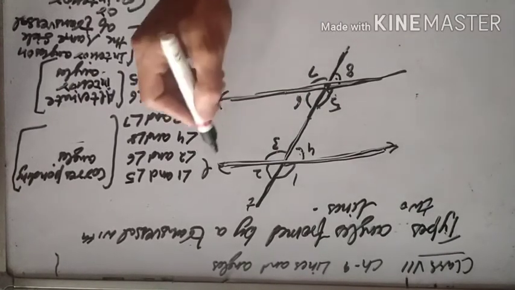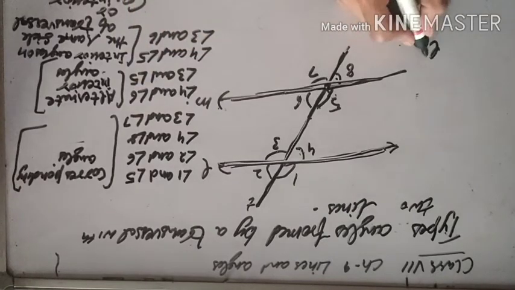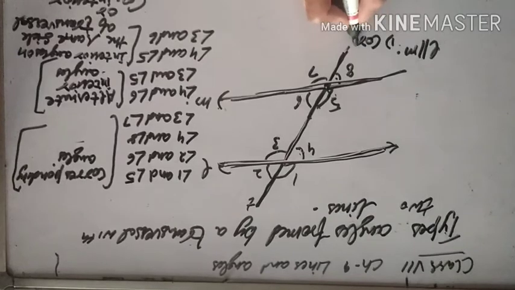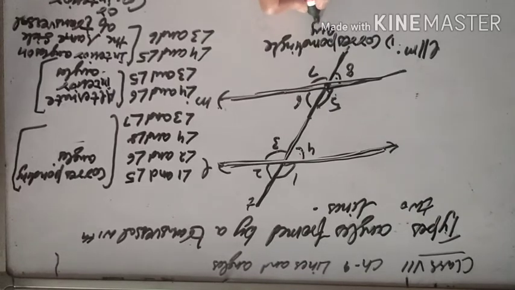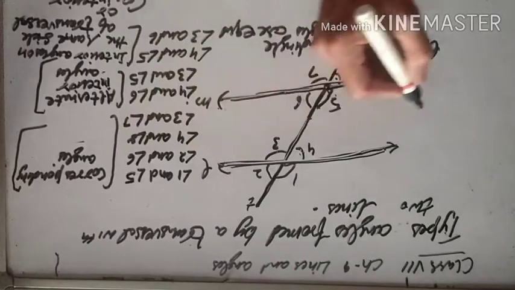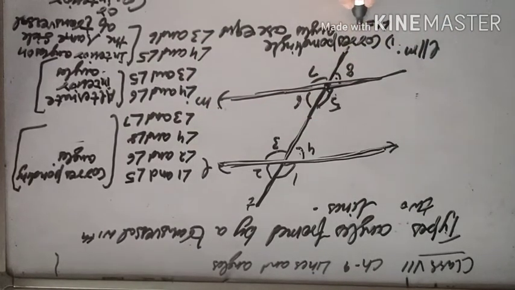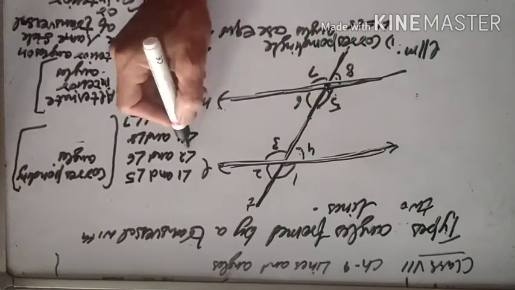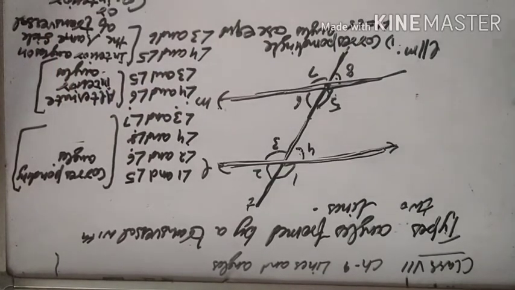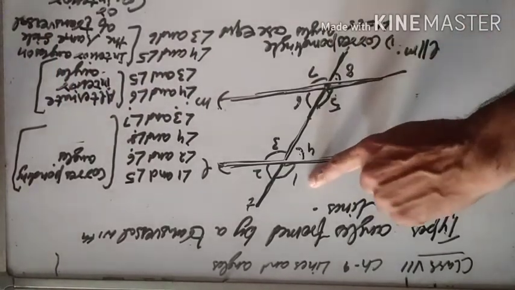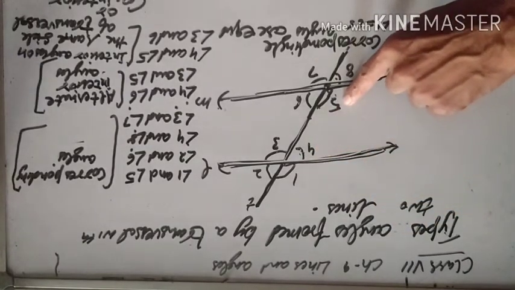Now if these two lines are parallel, if L is parallel to M, then first, corresponding angles are equal. Angle 1 is equal to angle 5, angle 2 is equal to angle 6, angle 4 is equal to 8, angle 3 is equal to 7. If angle 1 is 120 degrees, then 5 is also 120 degrees.